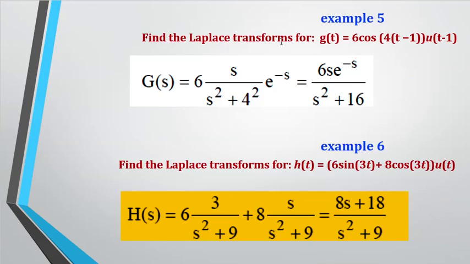How about finding the Laplacian of 6 cosine of 4 times (t minus 1) u(t minus 1)? This one is a time shift, right? t has become t minus 1.